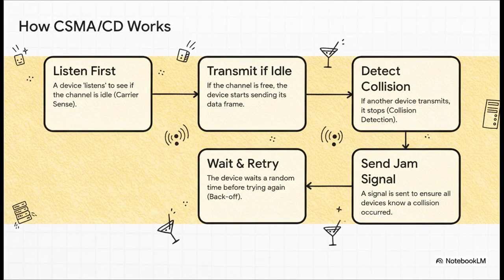And what's so cool about this is how much it's like a polite human conversation. So first, a device listens to the line to see if anyone else is talking. If it's quiet, great, it starts sending its data. But if it detects a collision, if someone else starts talking at the same time, it immediately stops. It sends out a quick jam signal, which is basically like shouting, "Hey, everyone, stop talking." Then, and this is a key part, it waits a random amount of time before it tries to talk again. That randomness is the secret sauce here. It makes it super unlikely that the same two devices will try to speak again at the exact same microsecond.